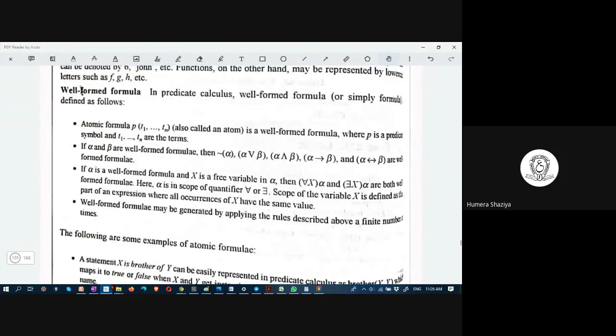A well-formed formula can be an atomic formula with P as predicate and T1, ..., Tn as the terms. If alpha and beta are well-formed formulae, then these are also well-formed formulae: not alpha, alpha or beta, alpha and beta. If alpha is a well-formed formula and x is a free variable, then we can say for all x alpha, there exists x alpha. And a well-formed formula may be generated by applying these rules.